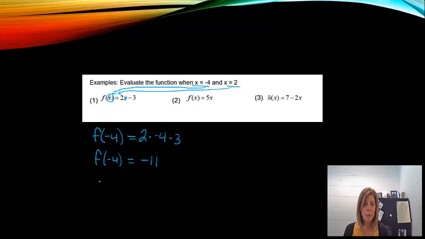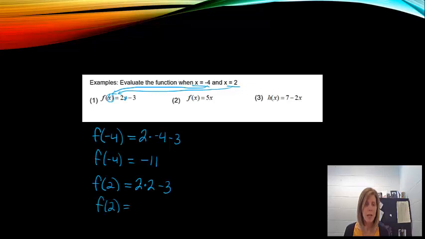And now I'm going to do the same thing with 2. So this time we're going to find f of 2, which means find the answer for the function when x equals 2. So on the right side now, I'm going to plug in 2 for the x value. So we're going to do 2 times 2 minus 3. All right, so I'm just going to keep the left side alone.